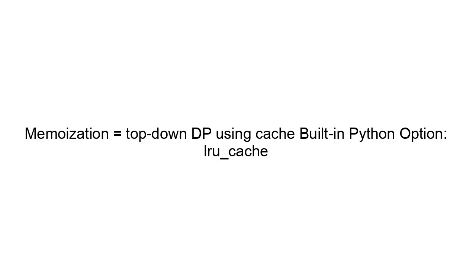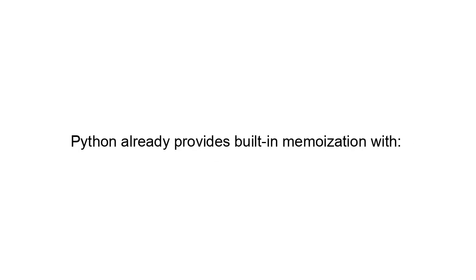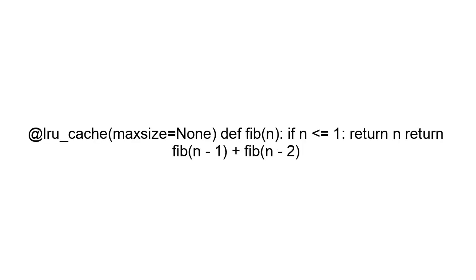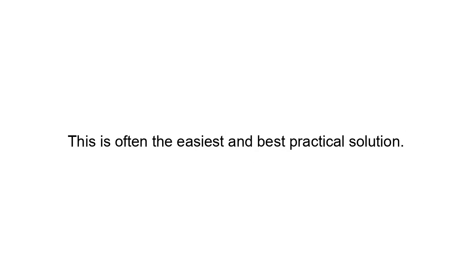Built-in Python option: lru_cache. Python already provides built-in memoization. From functools import lru_cache. Example: from functools import lru_cache. @lru_cache(maxsize=None) def fib(n). If n is less than or equal to 1, return n. Return fib(n-1) plus fib(n-2). Print fib(30). This is often the easiest and best practical solution.